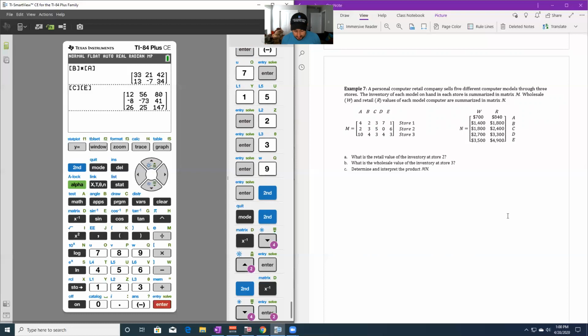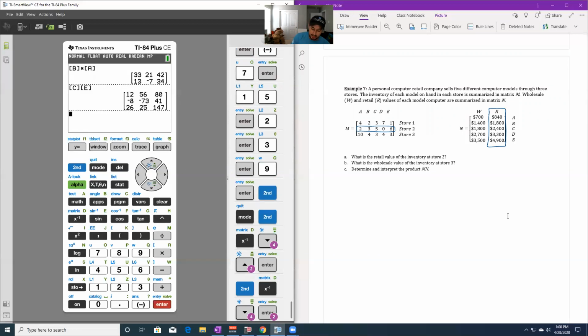So what that means is that we need to take the row for store 2 and multiply it by the retail column in matrix N. So let's try that down below.